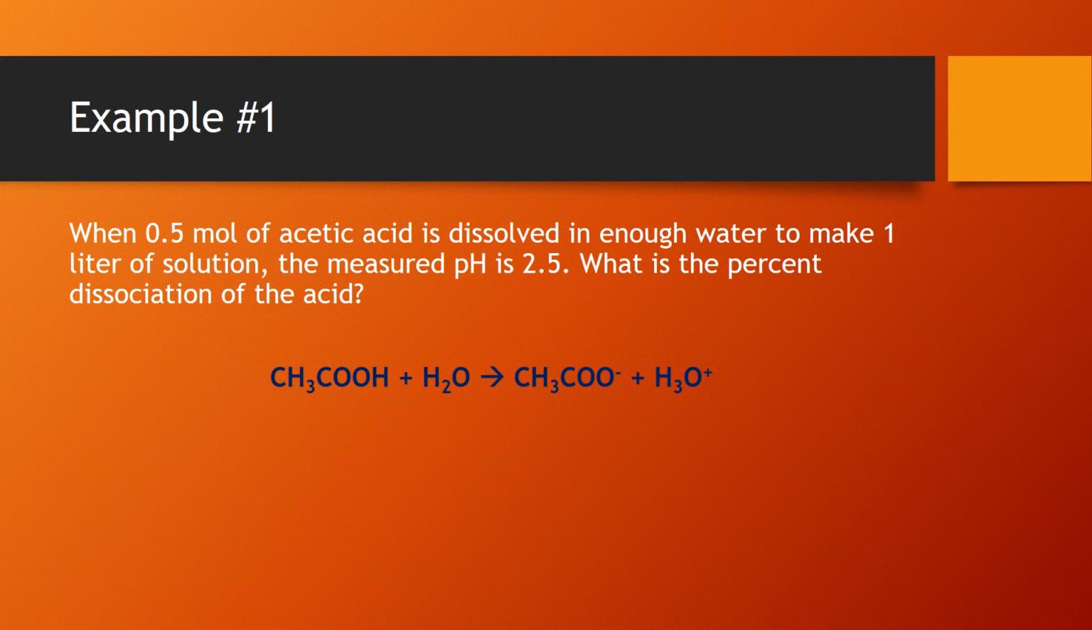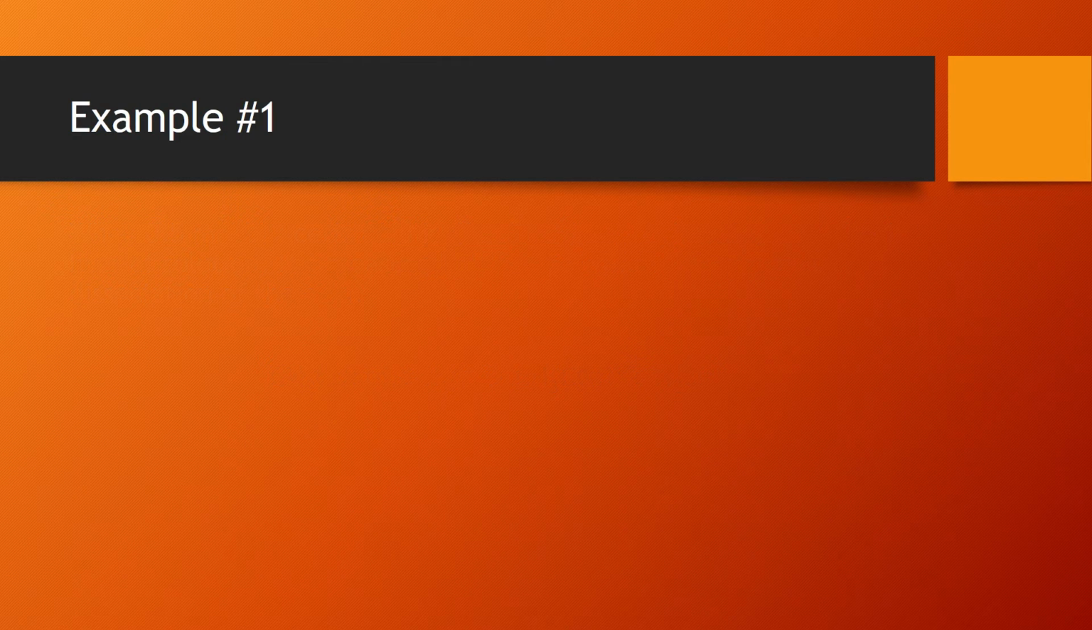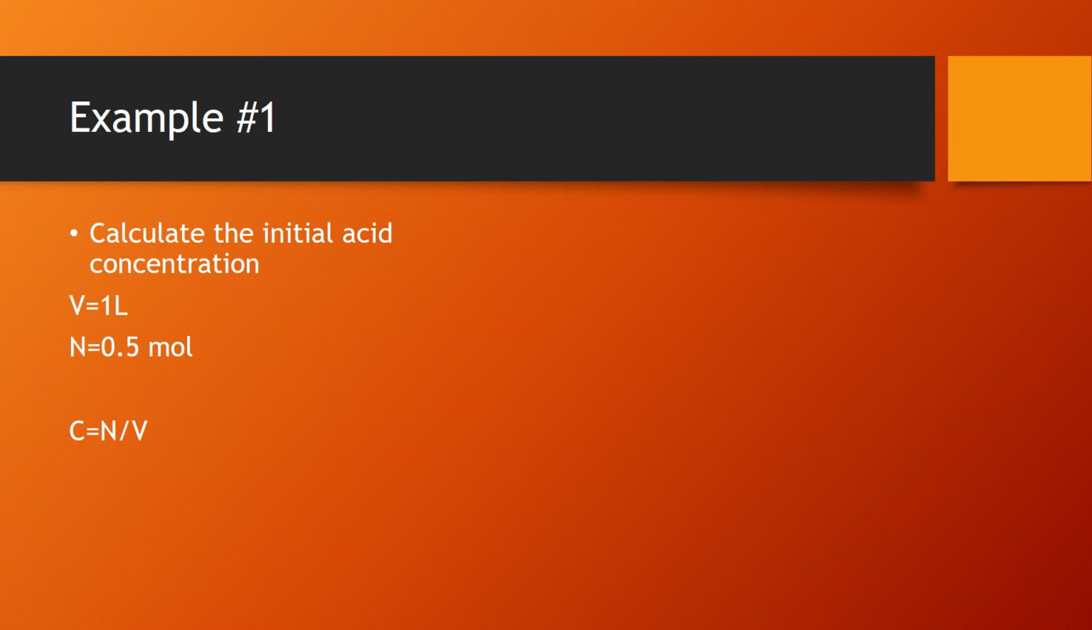Example 1. When half a mole of acetic acid is dissolved in enough water to make 1 liter of solution, the measured pH is 2.5. What is the percent dissociation of the acid? First, we calculate the initial acid concentration. We have our volume and we have our moles, so we can use the C equals n over V formula to calculate our concentration, which is 0.5.